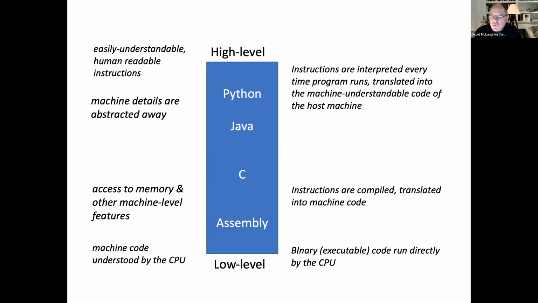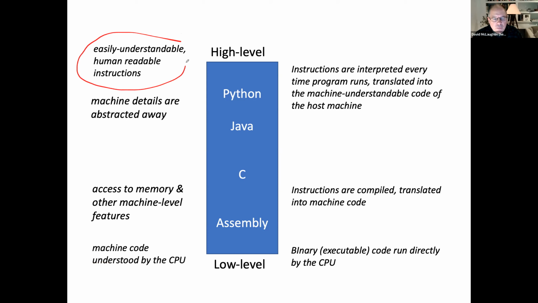Most of you have already learned Python before. Python is an example of a high-level language. Java is another example of a high-level language. Assembly language we think of as a low-level language, and C is sort of in between. It's a medium-level language. So what's this all about? Well, let me get a pen going here.